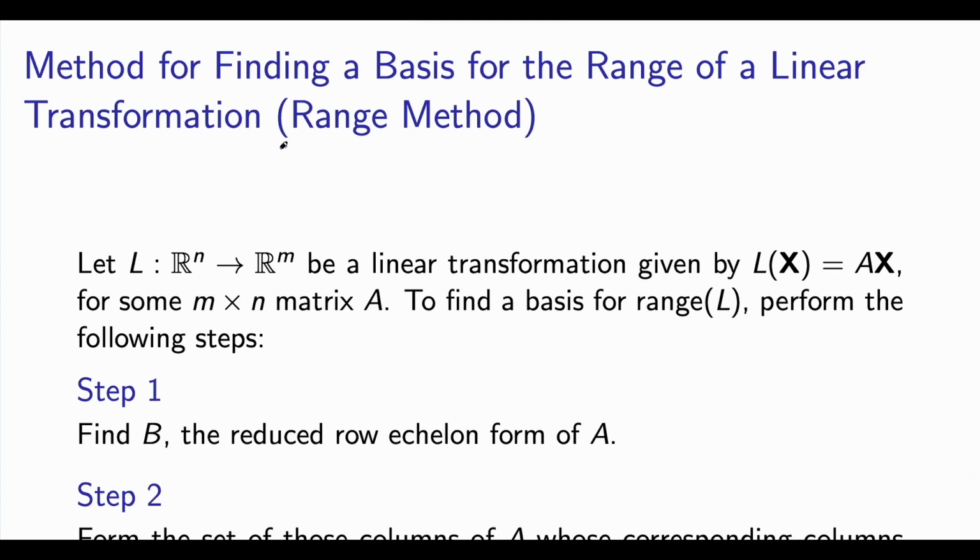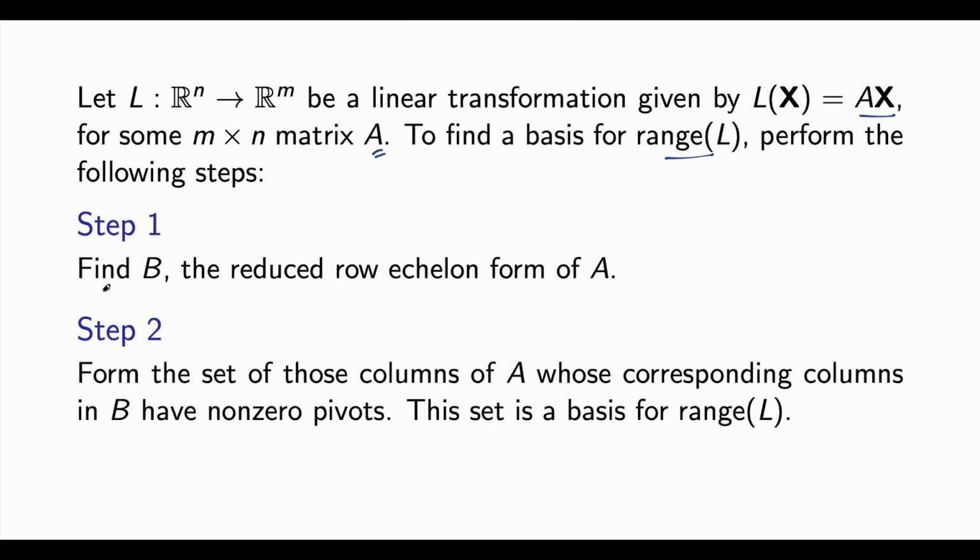Similarly, the range method. L is a linear transformation from Rn to Rm, and L of x equal to Ax, where A is an m by n matrix. To find the basis for the range, perform the following steps. Again, you have to reach the echelon form. So find B, which is the reduced row echelon form of A. Step 2 is to form the set of those columns of A whose corresponding columns in B have non-zero pivots. This set is a basis for the range.